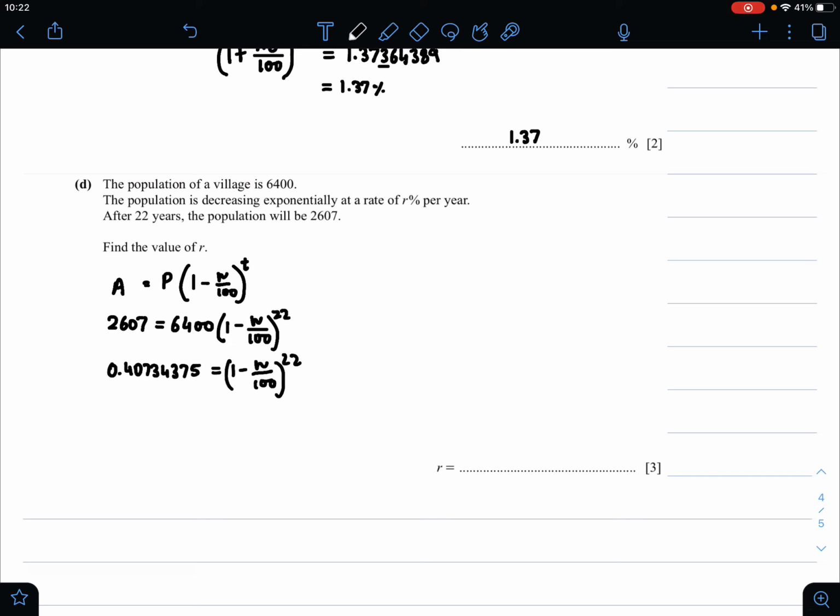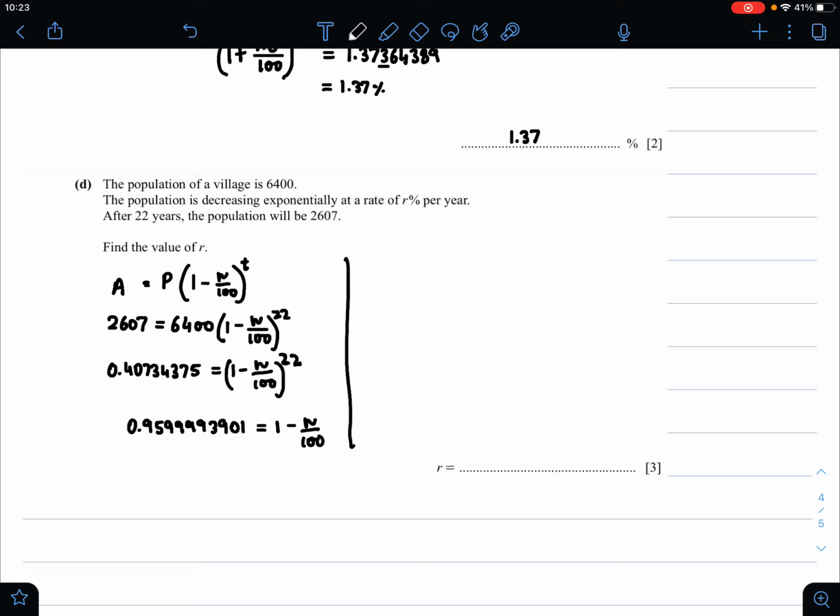Now we can take 22 to the other side of the equation. When we take an exponent to the other side of the equation, it becomes the root of that exponent. If it was square, it would become square root. In this case it's 22, so it will become the 22nd root of the following decimal number. The 22nd root of the decimal number would be equal to 0.9599993901, which is equal to 1 minus r by 100.